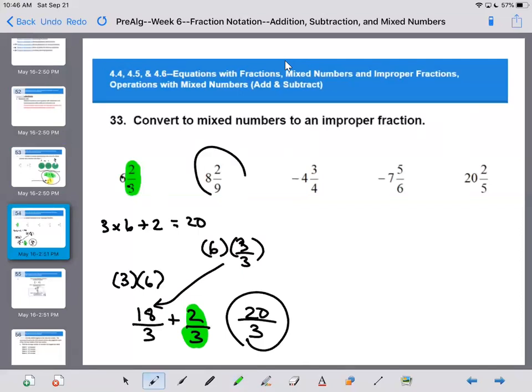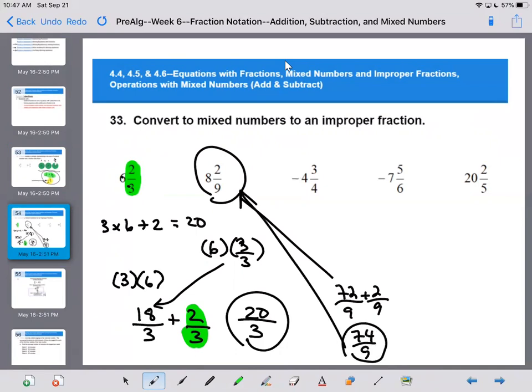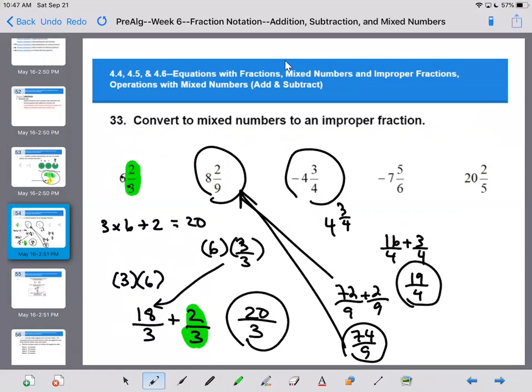So 8 and 2/9, we see there's ninths. I need 8 groups of 9/9, which is 72 ninths plus the 2/9, 74 ninths is your improper fraction. Here, just disregard the negative because you know the answer is negative. So just work it as if you saw it 4 3/4. Well, there's 4/4 in a whole. How many 4/4 in 4 wholes? That's 16/4 plus the 3/4. So you have 19/4, and we know it's negative.